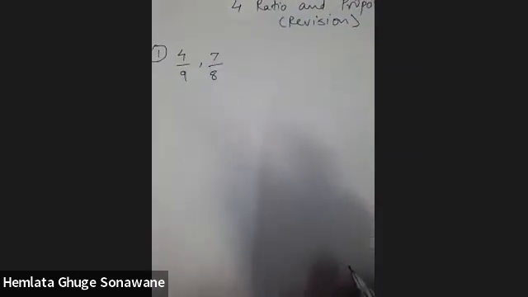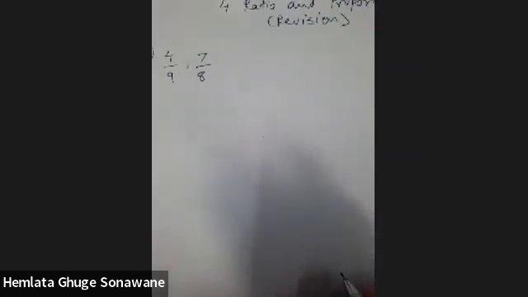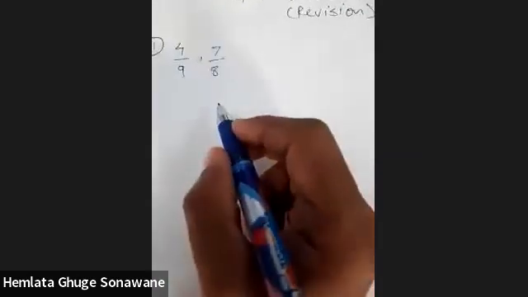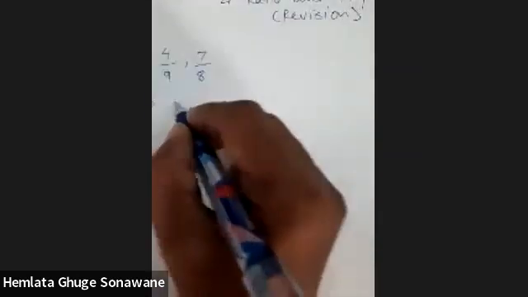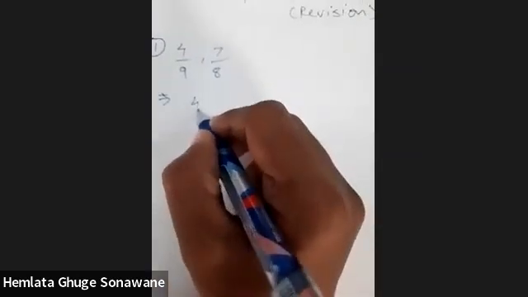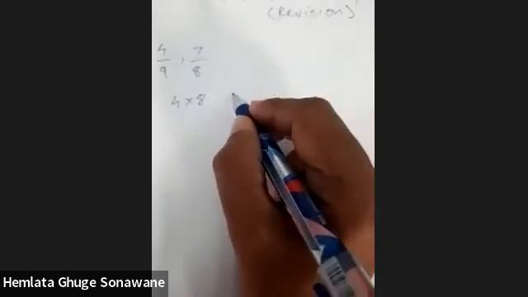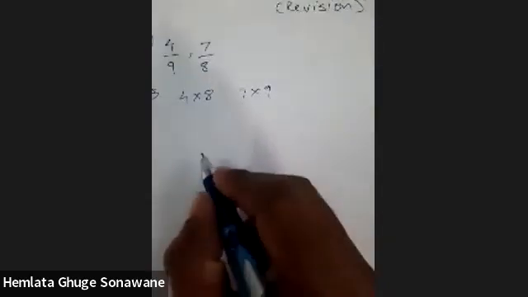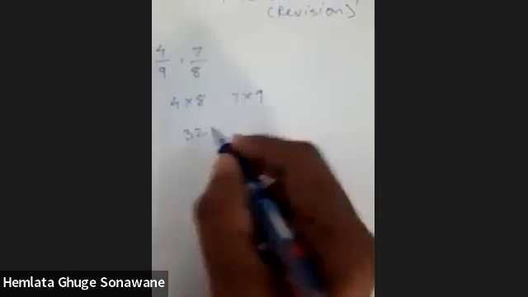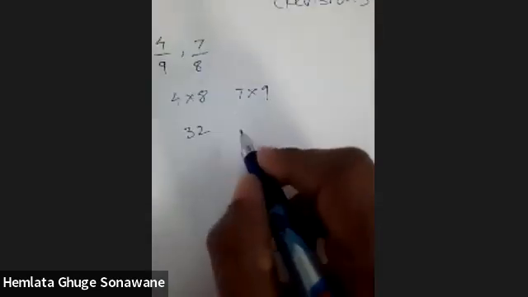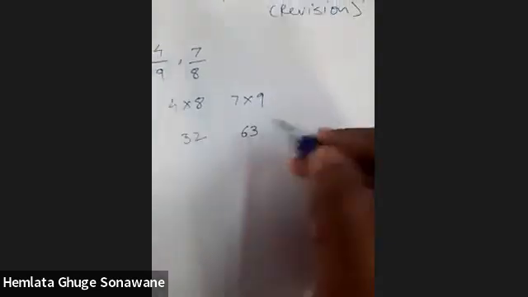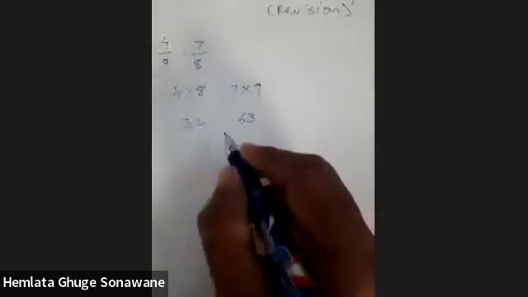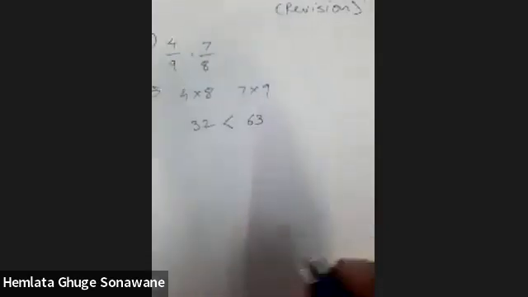Okay, we have learned about the comparison of ratios rule. Now what we'll do? We'll do cross multiplication of it. So it will be 4 into 8 and 7 into 9. Now 4 8s are 32 and 7 9s are 63. Now which number is bigger? 63. So we'll mark it like this.